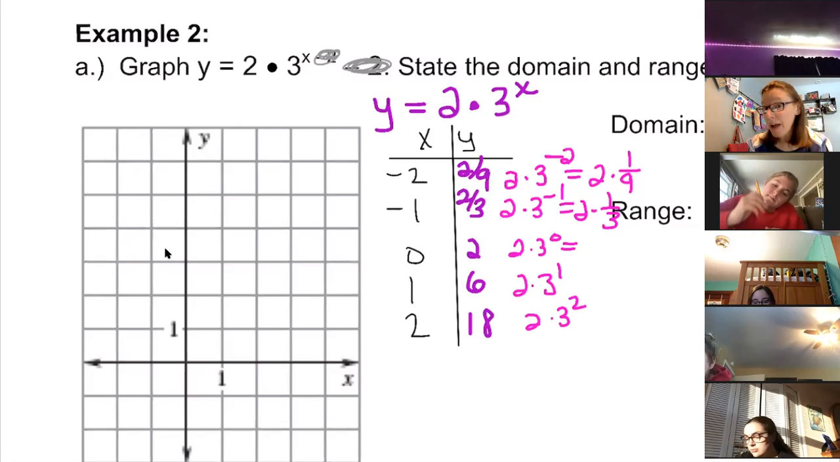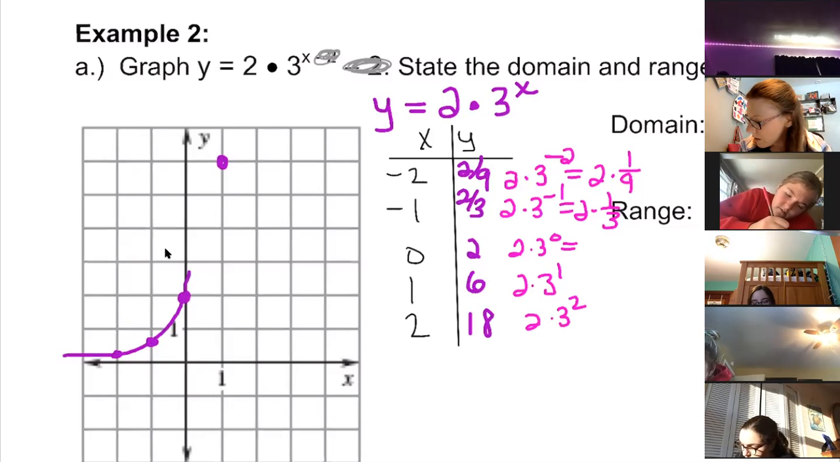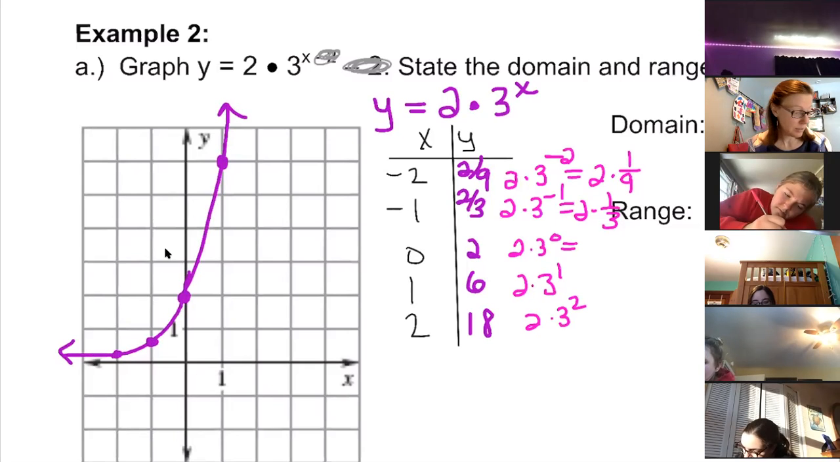So we are going to graph this function. Pick a color, graph it, whatever color you want to use. I'm going to stick with, I guess, purple for now. So 2/9, 2/3. And then we'll graph the 6. We won't graph the 18. So I can see that my graph is going horizontal on the left. And then as it goes to the right, it increases. So that's just like we did above. Same exact thing.